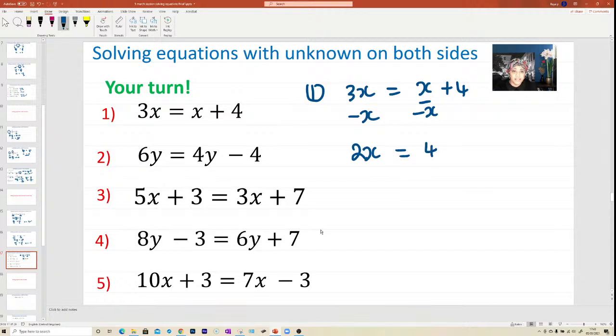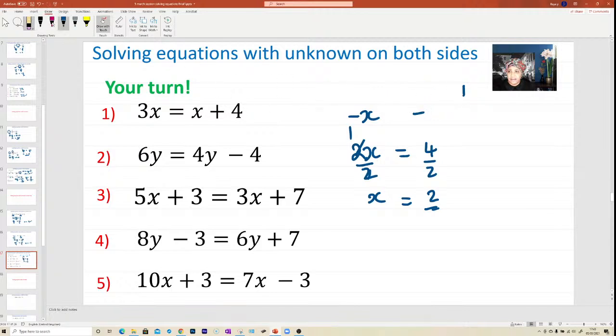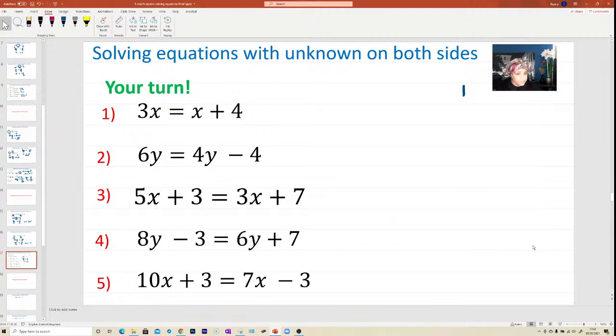Plus 4. Divide by 2 on both sides. 2 divided by 2 is 1. So x is equal to 4 divided by 2, which is 2. Okay, so that's the answer for number 1. Please mark your work, and if you haven't got this right, just copy the answers, okay? So well done, guys. I just need to get rid of this. And now let's do number 2, guys.